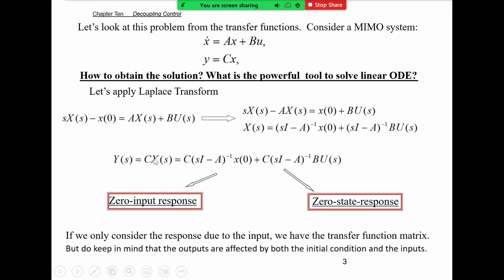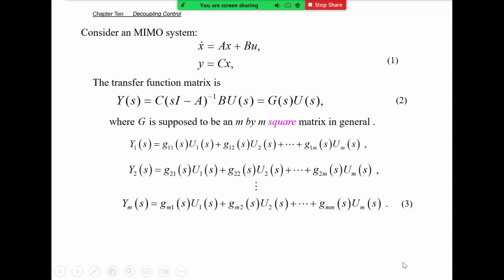But of course, if you have multiple inputs and multiple outputs, then this will not be just one transfer function, but a transfer function matrix. But always keep in mind that the outputs are affected by both the initial condition and the inputs. When you do the mini project, you will observe those effects by yourself. Okay, so this is where we are.